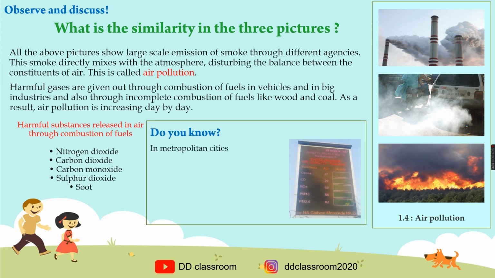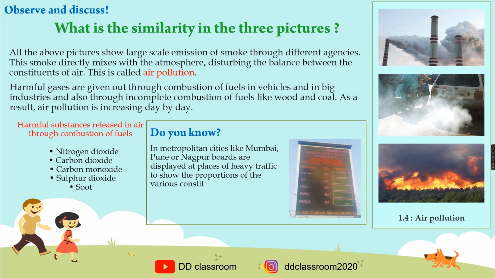In metropolitan cities like Mumbai, Pune, or Nagpur, boards are displayed at places of heavy traffic to show the proportion of the various constituents of the air at that place. On these boards we can see the amount of harmful elements in the air.